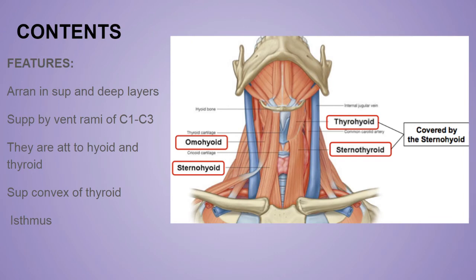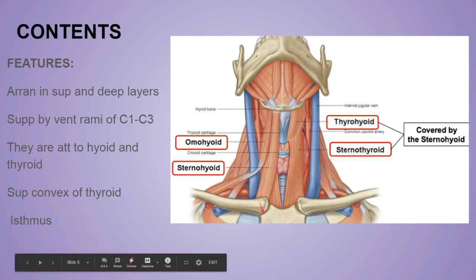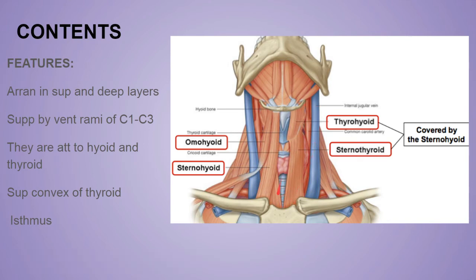Now the content of the muscular triangle. As you can see, this is the anterior triangle of the neck, and somewhere over here we will have the muscular triangle. As the name says, muscular triangle, the main contents are muscles, and because of this it is named the muscular triangle. We mainly have the infrahyoid muscles as the content, and there are four infrahyoid muscles: the omohyoid, sternohyoid, thyrohyoid, and the sternothyroid.